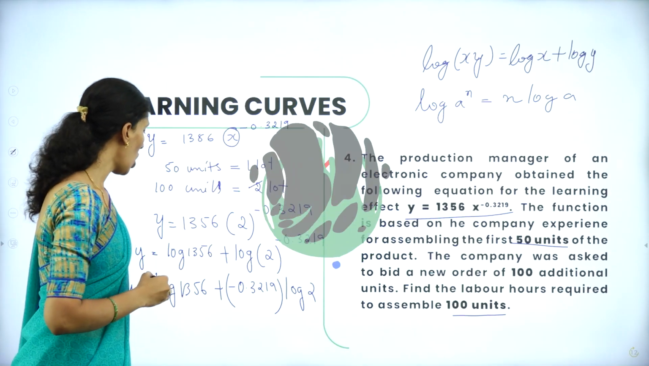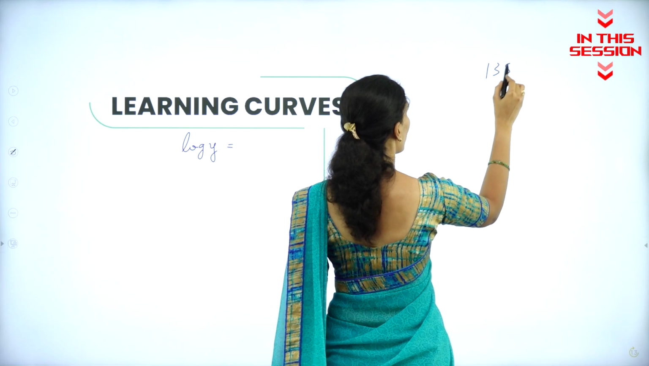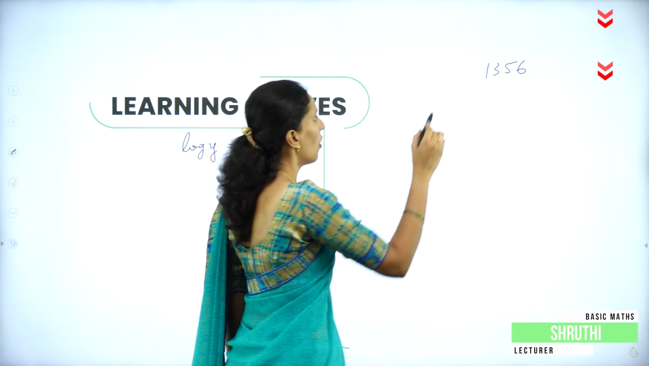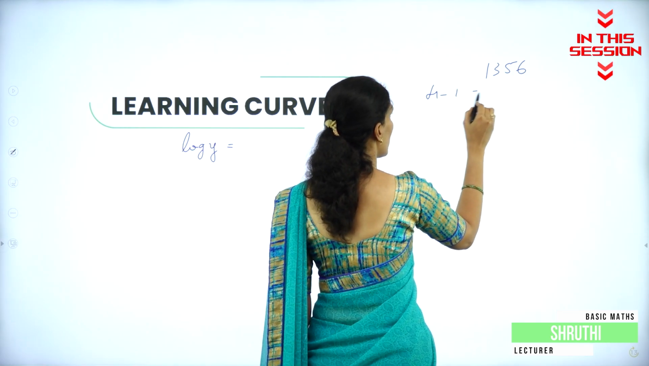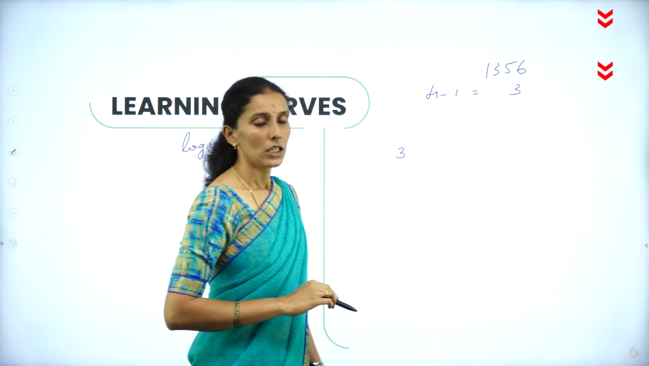How to find the log of 1356. So we know we have 4 digits here. So the characteristic will become 4 minus 1, which is equal to 3. So your answer will start from the decimal point 3.